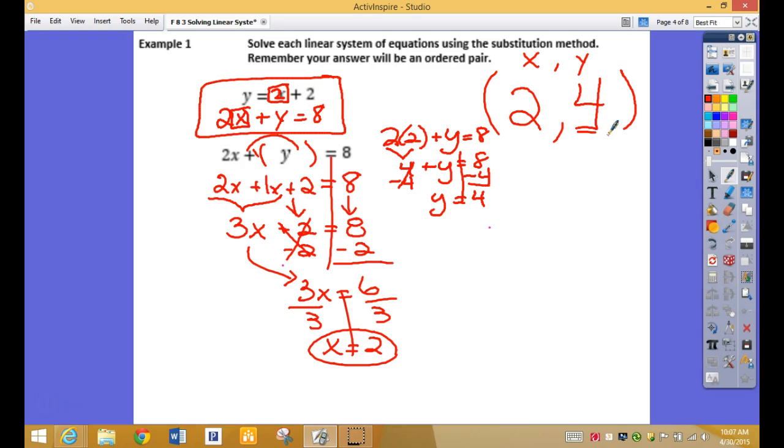And checking it, you do the same thing. You just put both of these in over here in your originals. So if we put our 2's in here for the x's, and we put 4 in for the y's, do those equations equal each other? Does 4 equal 2 plus 2? Sure does. What's 2 times 2 plus 4? Does 8 equal 8? So we know we did it right, because it works in both equations.